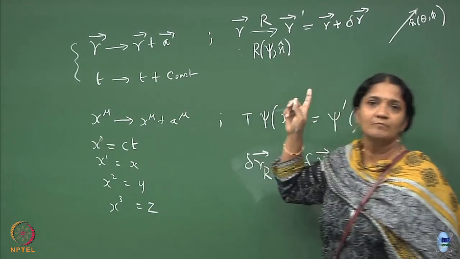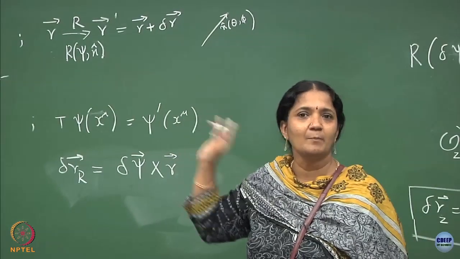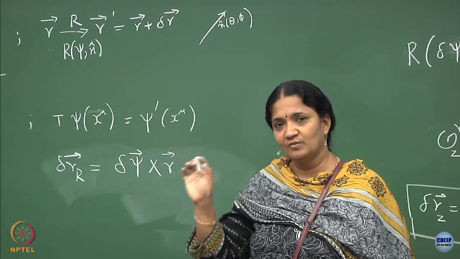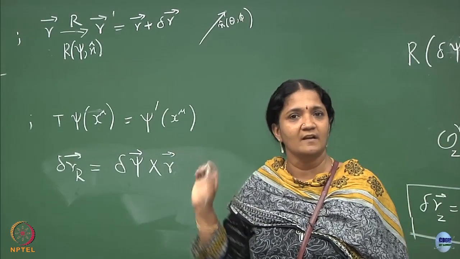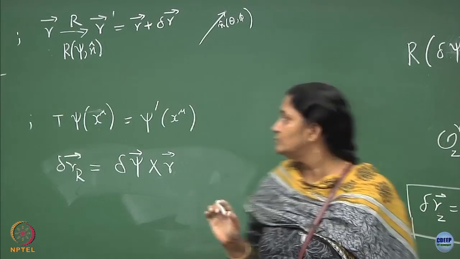about an arbitrary axis. The arbitrary axis is given by the unit vector, and the unit vector will give you the theta and phi coordinates. Is that clear? Okay.